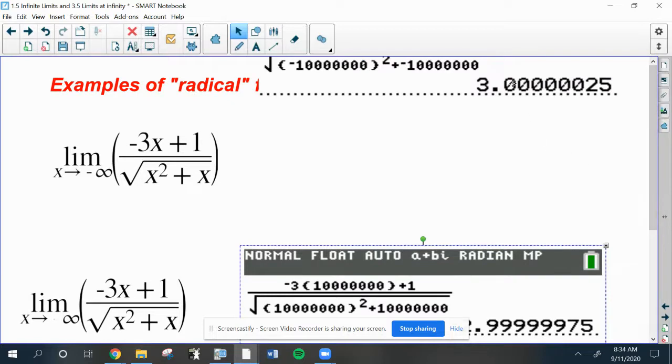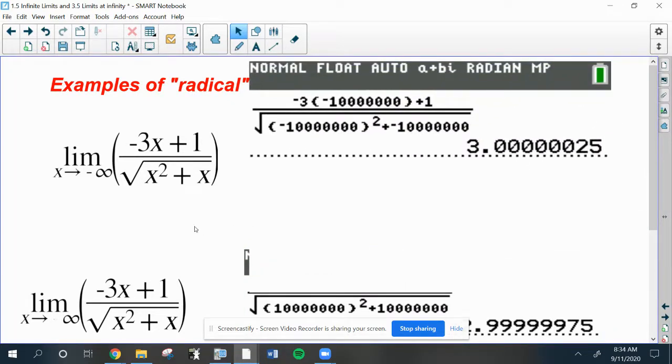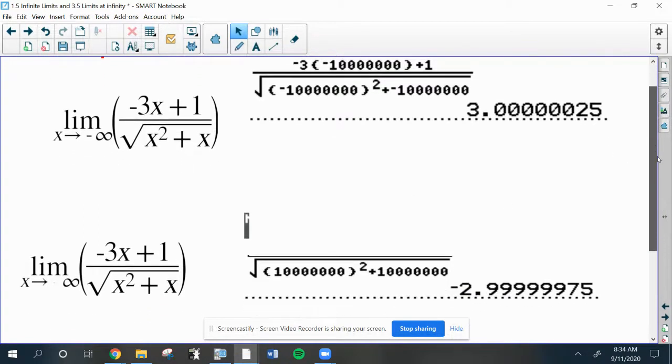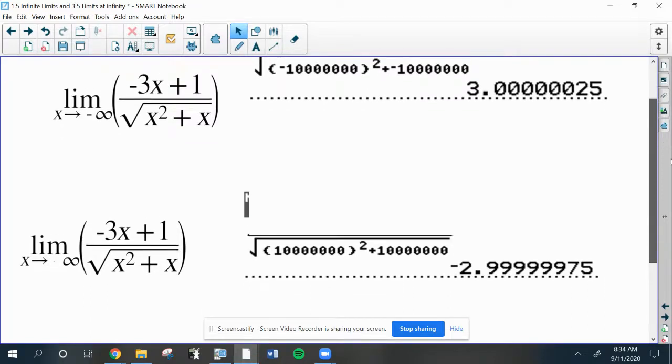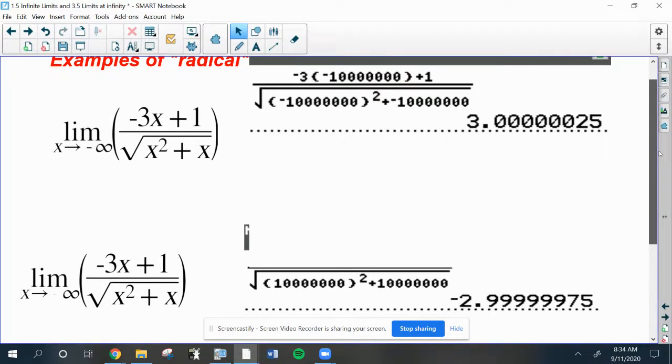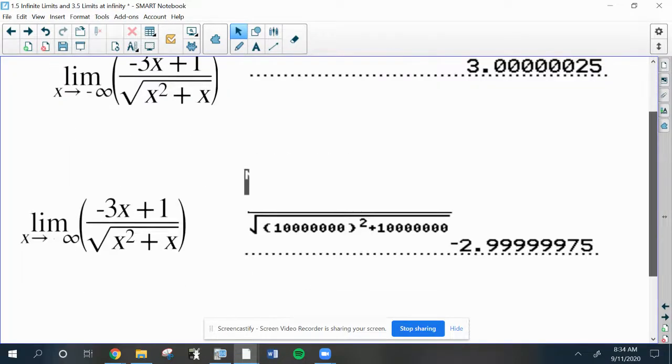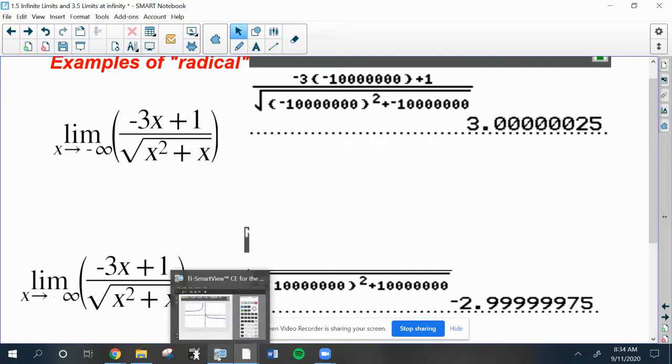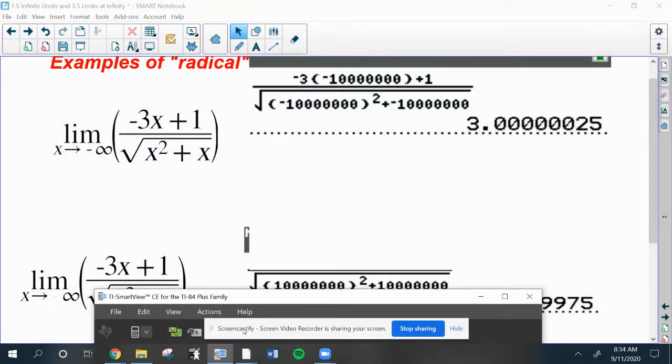So depending on which infinity I went to, we had different values. That indicates that it has 2 horizontal asymptotes that are different on each side. So going to negative infinity, we should be at 3. Going to positive infinity, we should be at negative 3. So what does the graph look like? It's a good way to understand this. I have graphed it for you.